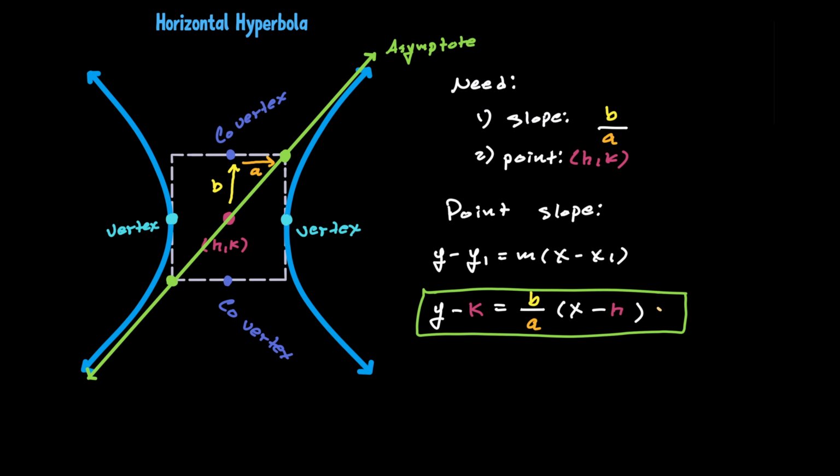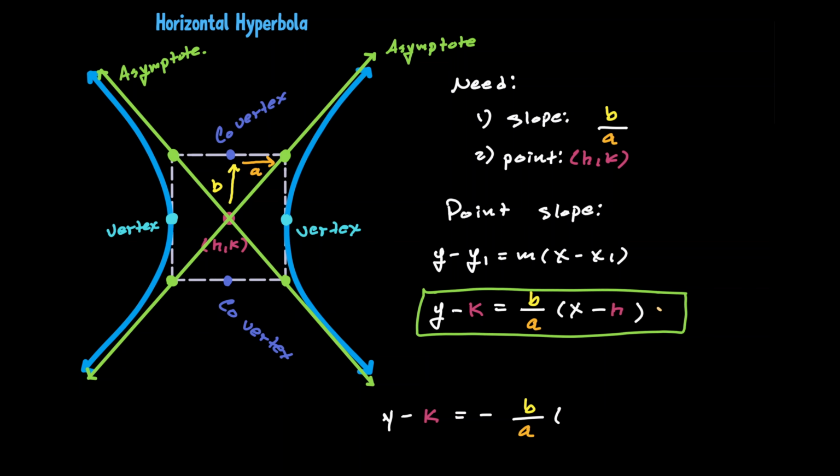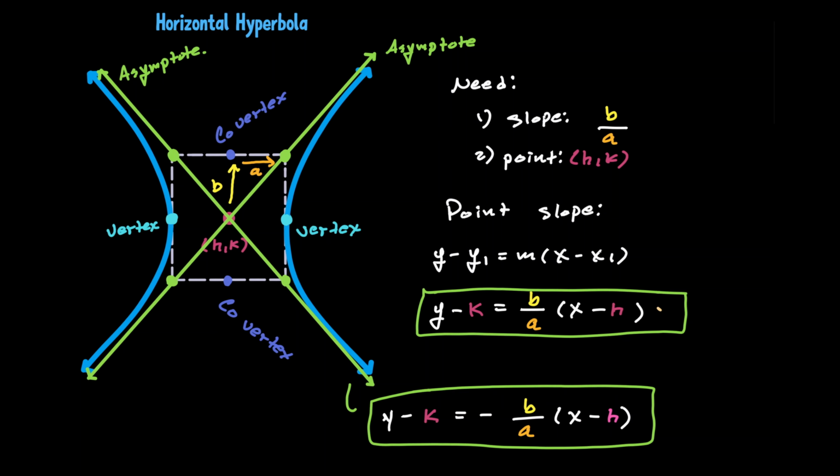But all hyperbolas have two asymptotes. When I connect the upper left point and the bottom right point, we get our second asymptote. Well, the only thing that changes is the direction. So the only thing that we have to do is flip the sign of our slope. So our equation is going to look identical to the first, but with a minus in front of the slope. So now we have the equation of our second asymptote.